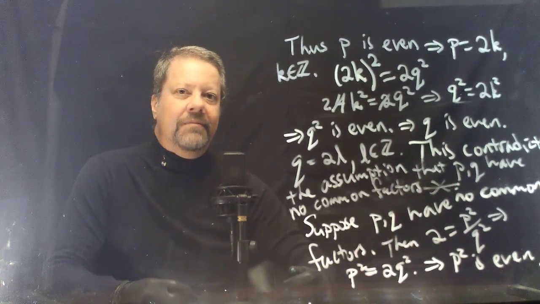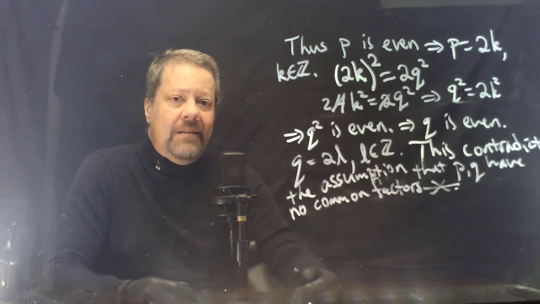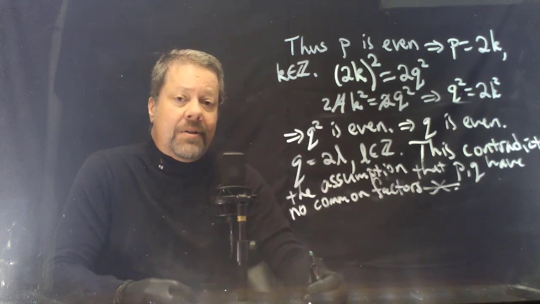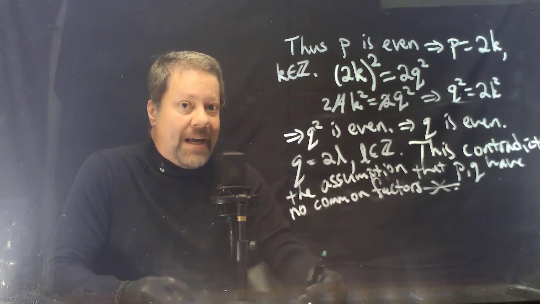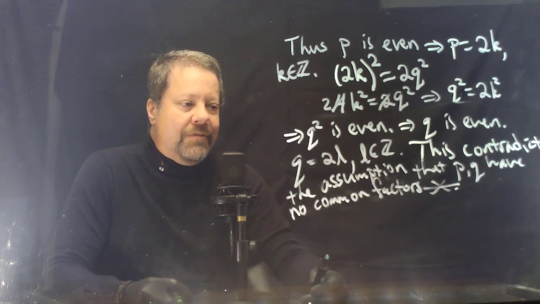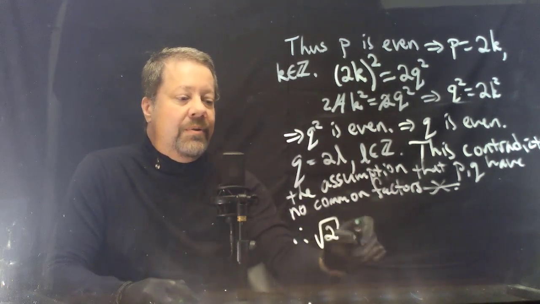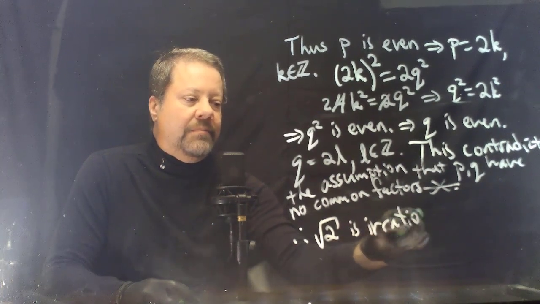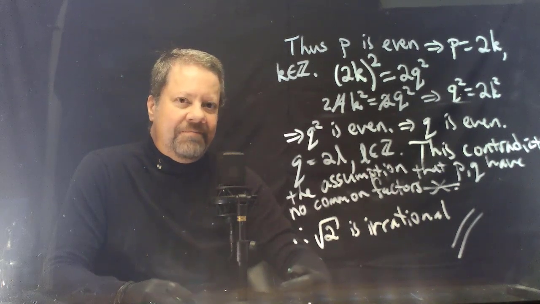There's your contradiction. Because we have a contradiction, some assumption that we've made is false. But the only assumption that we've made that could possibly be false is our assumption that the square root of 2 is rational, that it can be expressed as the ratio of 2 integers. Therefore, root 2 is irrational. And that's the end of the proof.